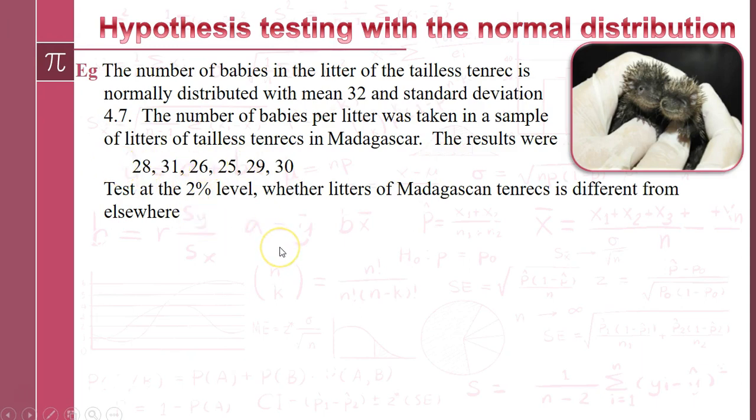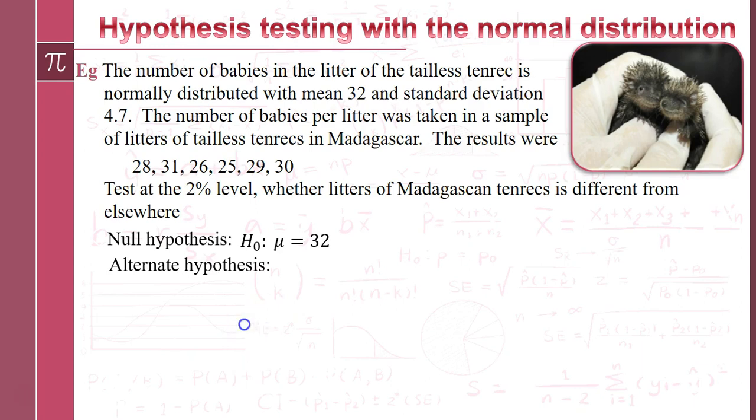I'm going to test at the 2% level whether or not the litters from Madagascar tenrecs is different from tenrecs elsewhere. Okay, so our null hypothesis is that our mean is 32, and then our alternative hypothesis H1 is that in this case the mean is not 32, because we're just saying different, so we're not specifying above or below. So what we've got here is a two-tail test.